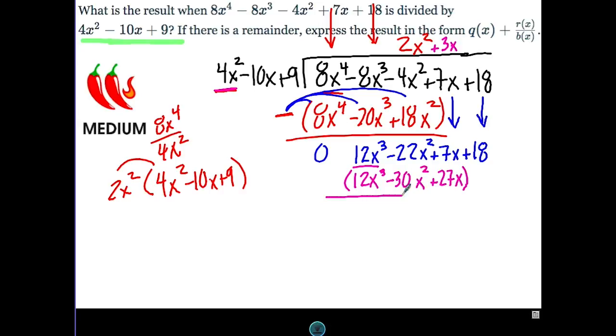parentheses around it. We're going to subtract, distribute, that's nothing. Distribute, so that's a positive. Distribute 20x. This guy comes down.